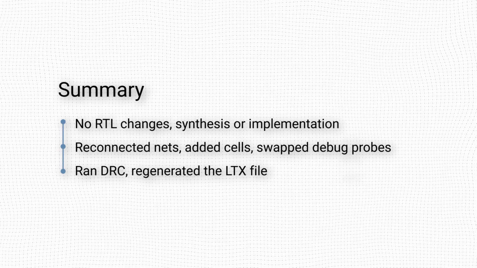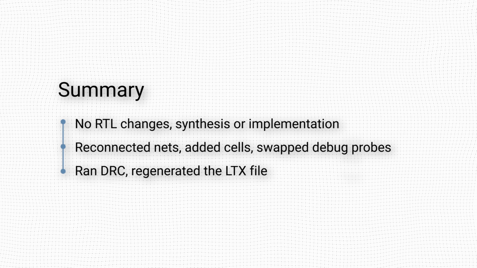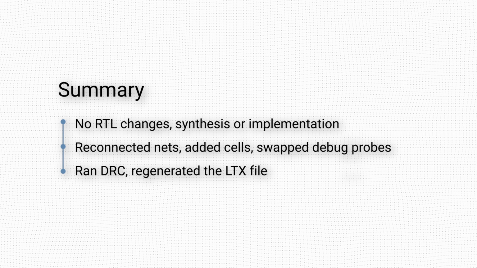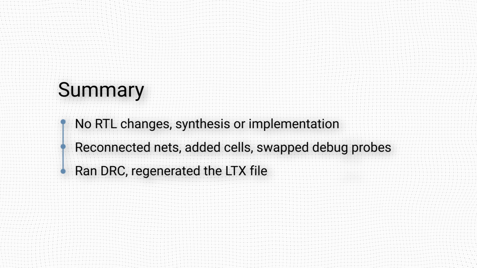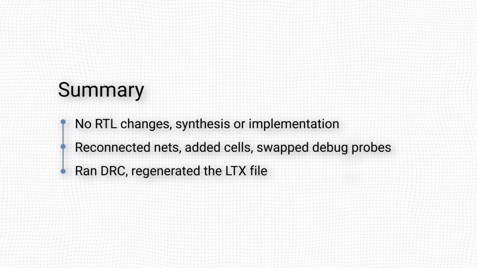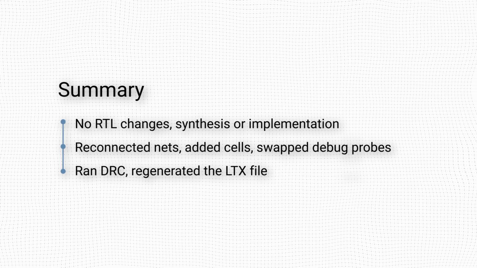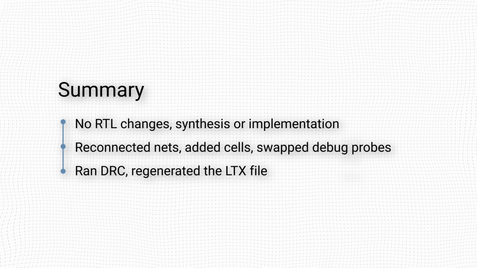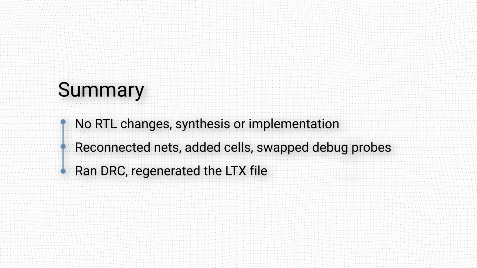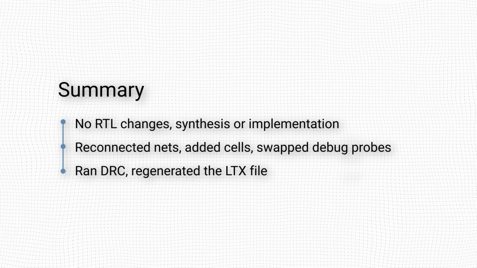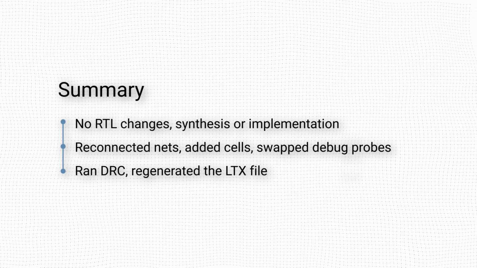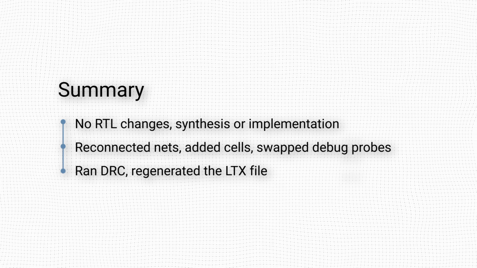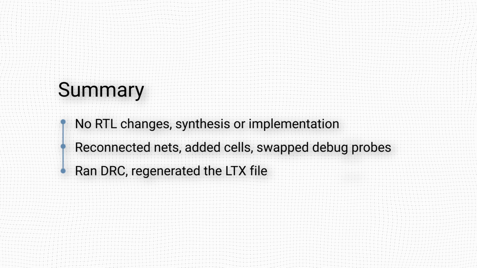The ECO flow allows us to make minor changes to the design directly on the placed and routed checkpoint, without updating our RTL files or rerunning synthesis and implementation. This can be very useful for iterating quickly when doing hardware tests or debugging a design. We can use the ECO flow to change net connections, add and remove cells from our design, and swap debugging probes. After making changes in the ECO flow, we can run DRC to make sure that we haven't done any illegal modifications. We are then ready to run placing, routing, bitstream generation, and to create an updated LTX file for debugging in the hardware manager.